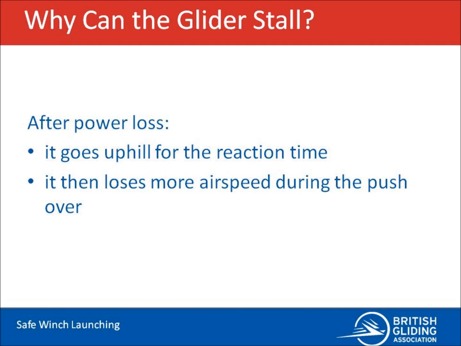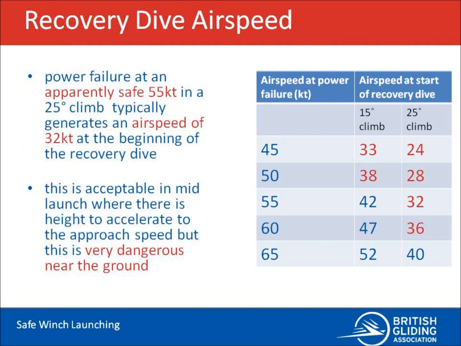After power loss, the glider goes uphill until the pilot pushes over, and it continues to lose airspeed in the pushover until the nose is actually lowered. This chart shows that a glider suffering power failure in a 25-degree climb at 55 knots typically has an airspeed of only about 32 knots at the beginning of the recovery dive. This is why, following power failure in mid-launch, it is essential to give the glider time to accelerate to the approach speed before manoeuvring. An airspeed of 32 knots at 50 feet probably means a stall and a crash.